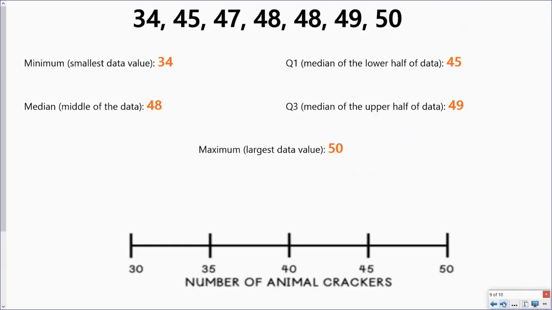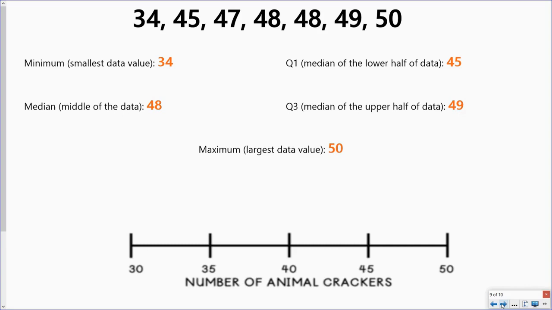So here are my 5 numbers, or my 5-number summary. My minimum value is 34. Quartile 1, the median of the lower half of the data, is 45. The median is 48. Quartile 3, the median of the upper half of the data, is 49. And my largest value, or my maximum, is 50. I'm going to use those 5 numbers to create my box and whisker plot.